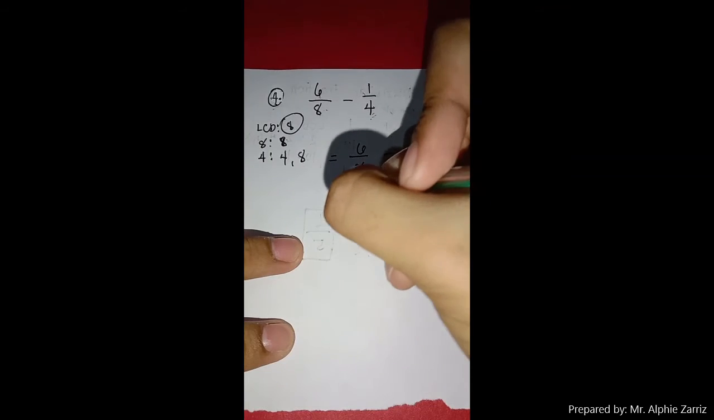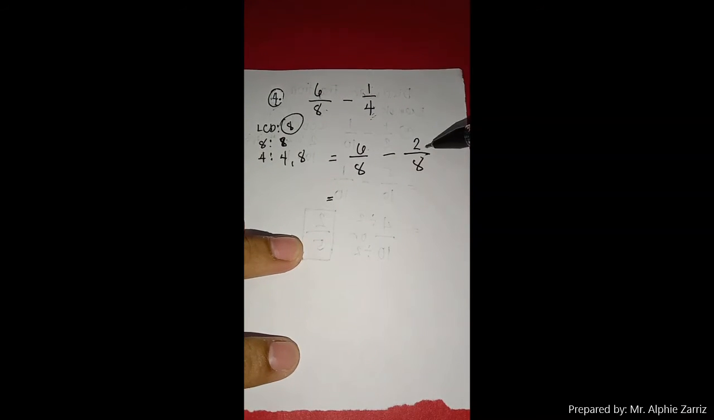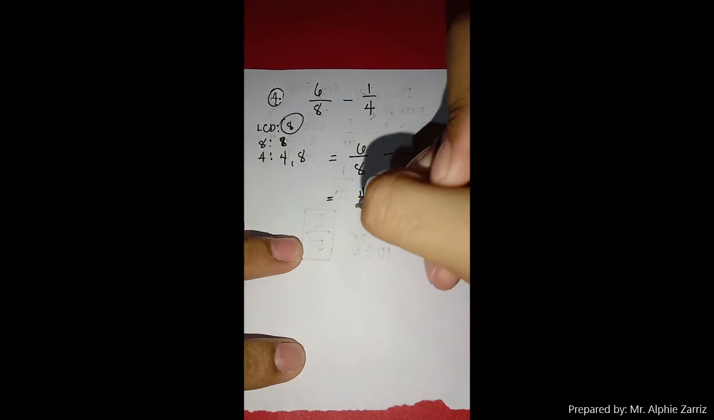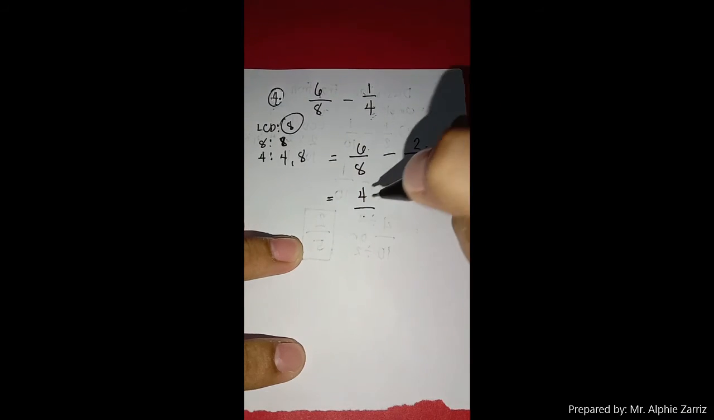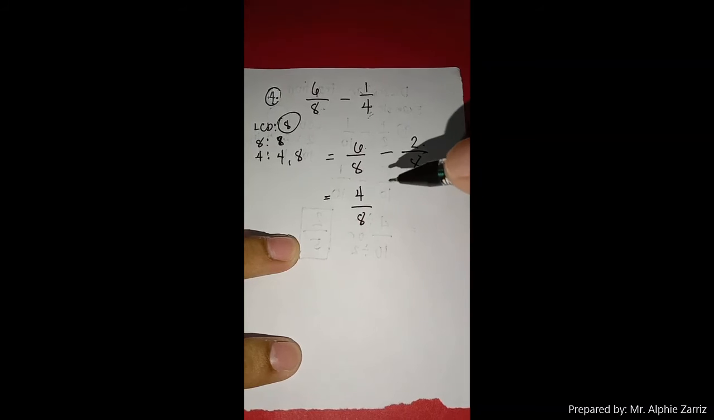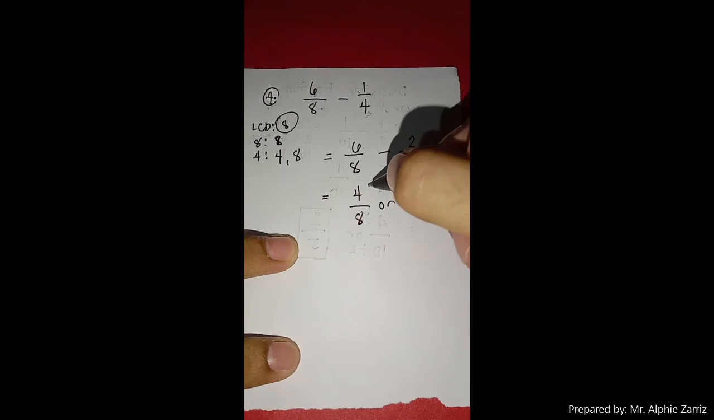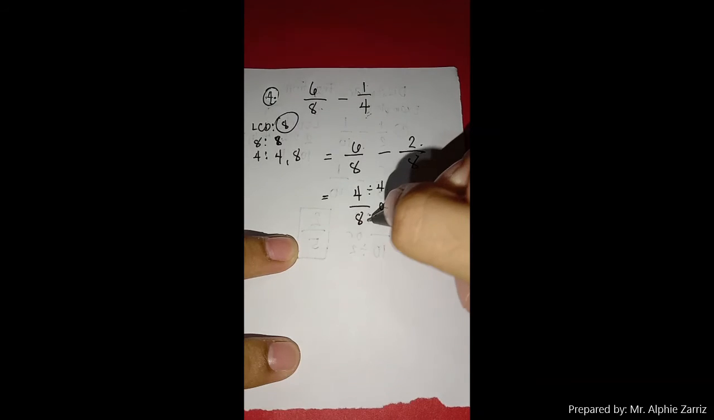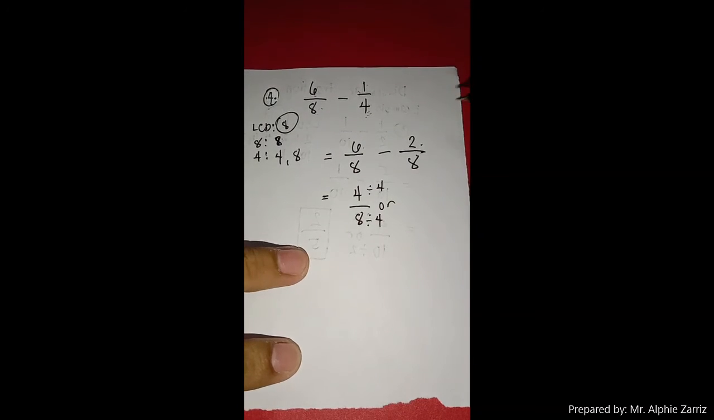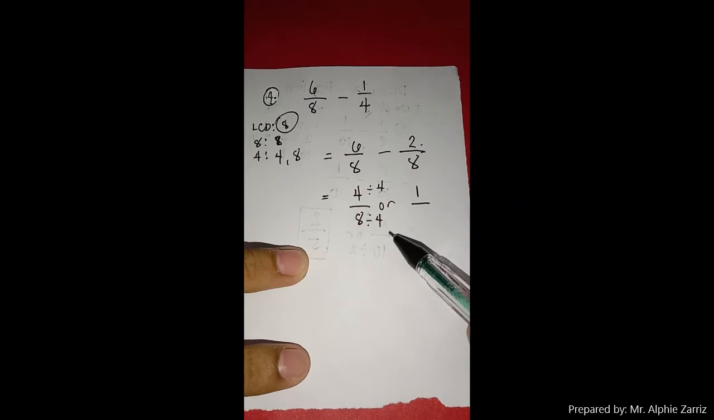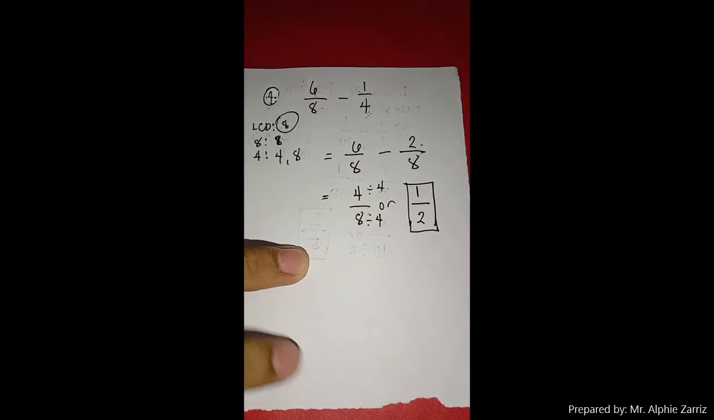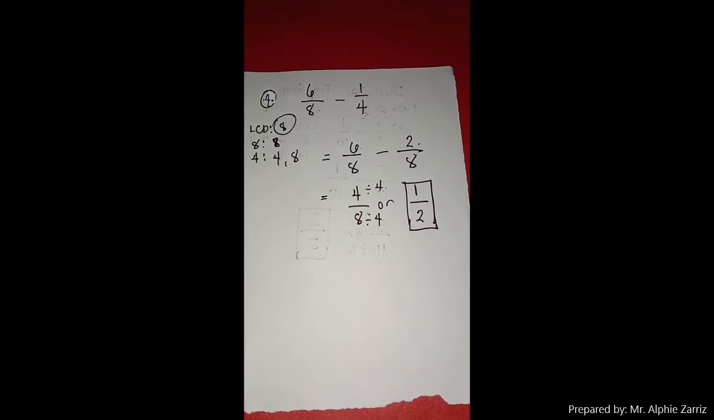So next is we will subtract. So 6 minus 2, we have 4. And then copy the denominator, which is 8. And reduce the answer into lowest term. So by number 4. So pwede siyang ma-divide by number 4. So 4 divide 4, we have 1. 8 divide 4, we have 2. So final answer. So that is kapag kinuha natin yung dissimilar fraction. So yon, dissimilar fraction.